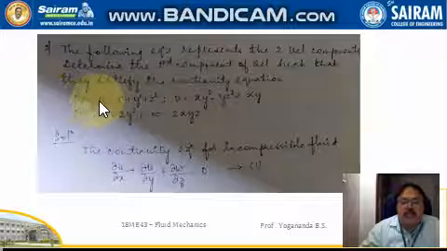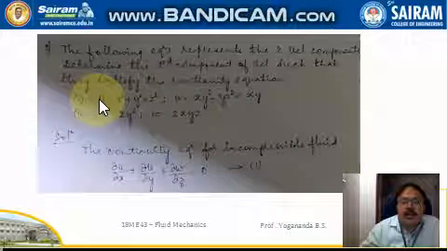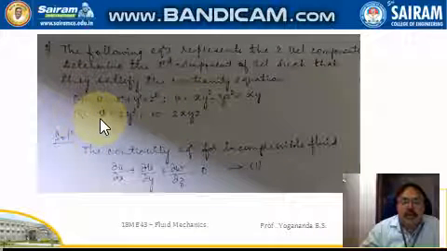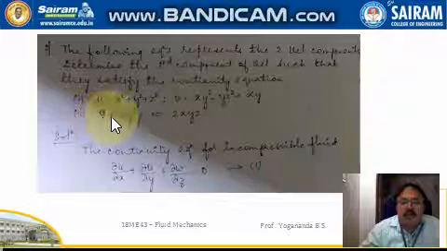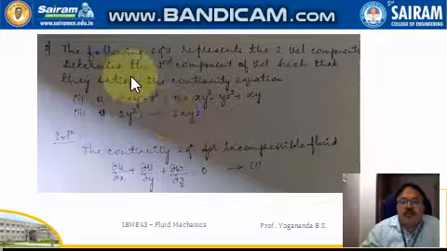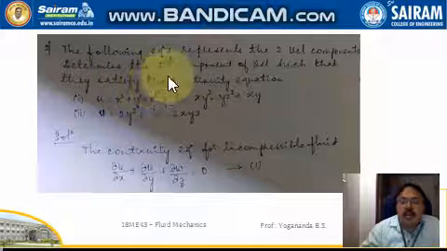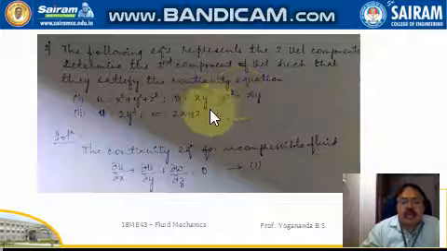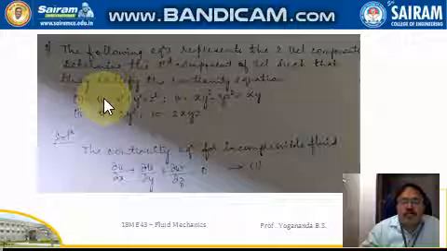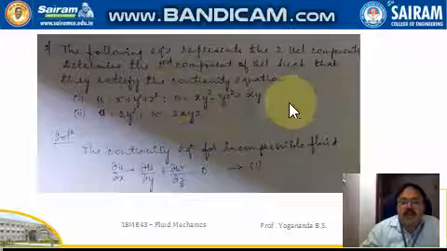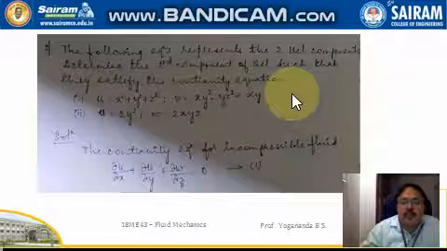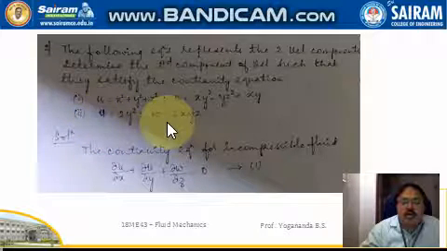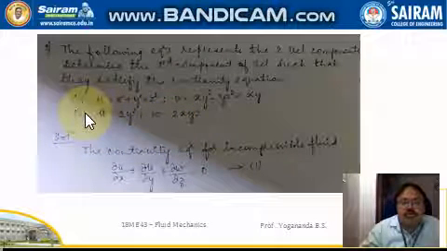In case one, two velocity components u and v are given, and in the second case, the velocity components v and w are given. It is asked to determine the third velocity component such that they satisfy the continuity equation. So in the first case, u and v are given, and the third one, that is w, is to be found out. In the second case, v and w are given, and u is to be found out.